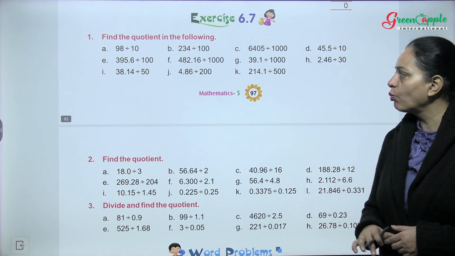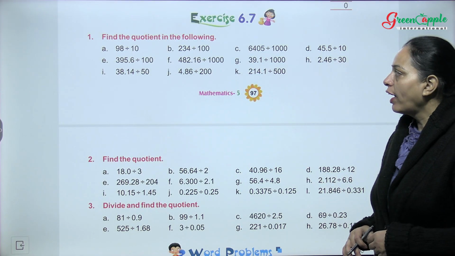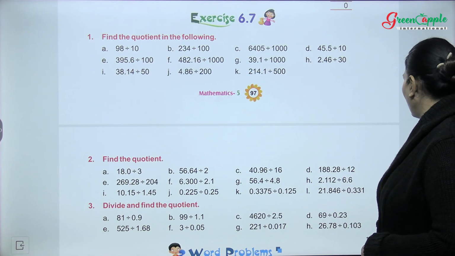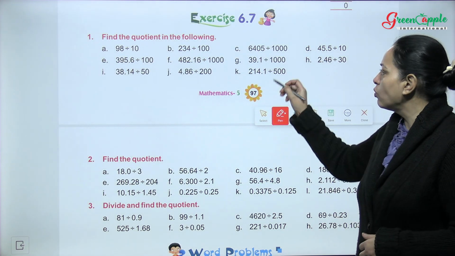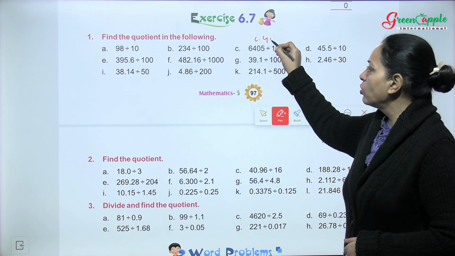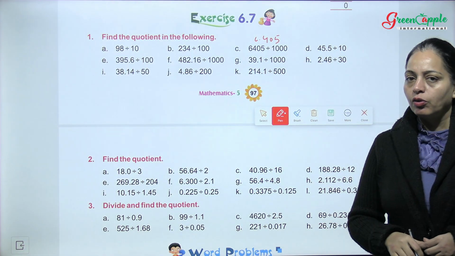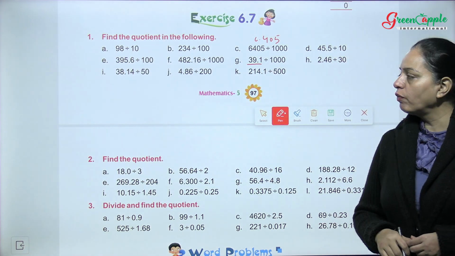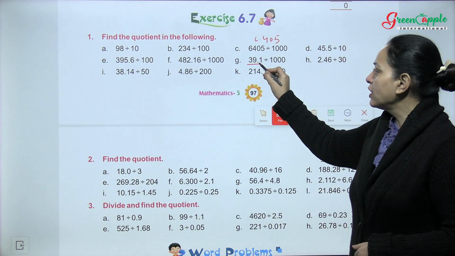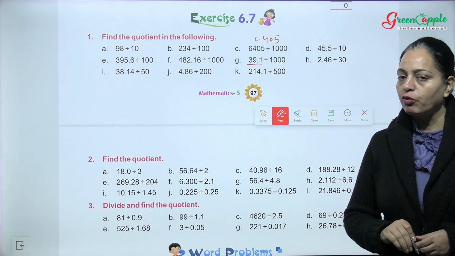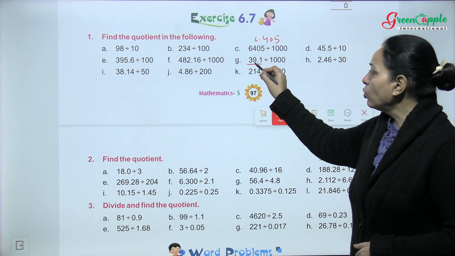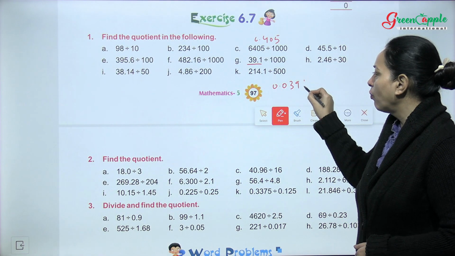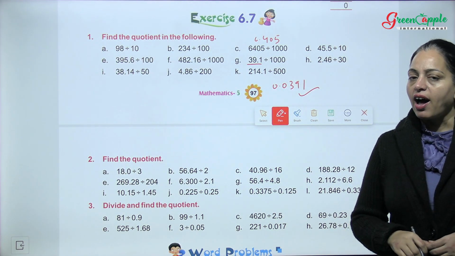Now exercise 6.7 question number 1. Find the quotient in the following. Like here, C part 6405 divided by 1000. So 6.405. Okay, now see this one, 39.1 divided by 1000. So here the decimal moves towards the left by 3 digits, but we have 2 digits, so what to do? 0.0391. This is the answer.